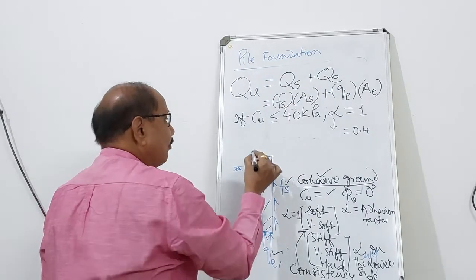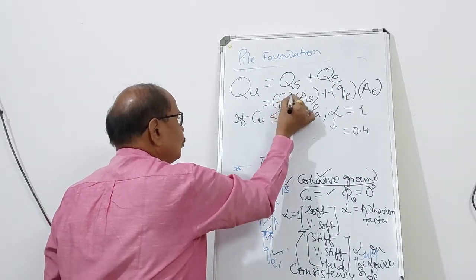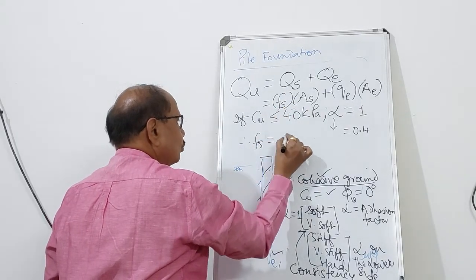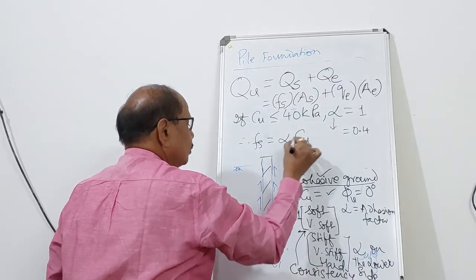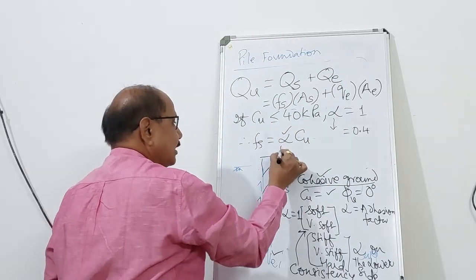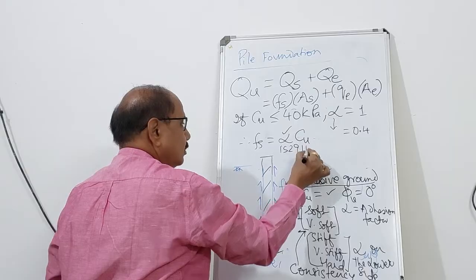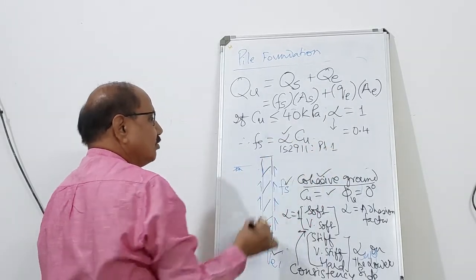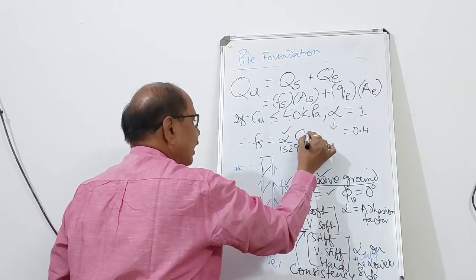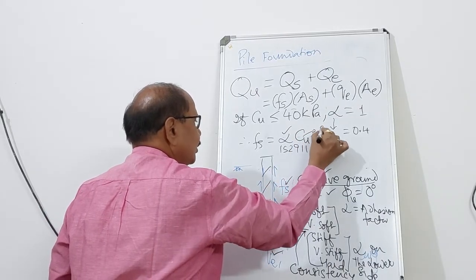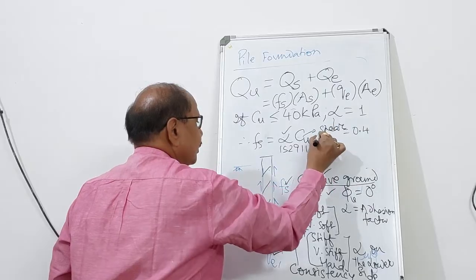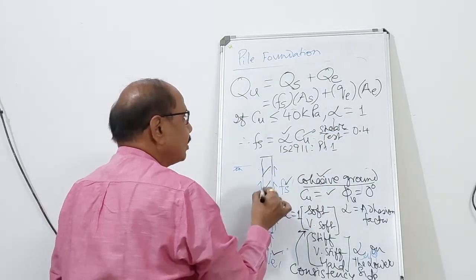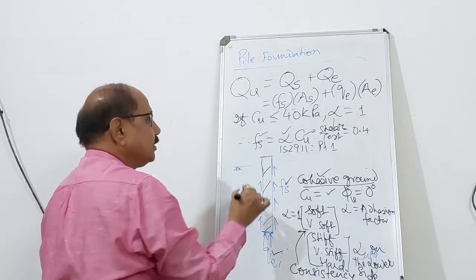So I want to find out the value of Fs. Therefore, Fs equal to alpha times Cu. Alpha you can get from IS 2911 part 1. This is the IS code that you can refer for the value of alpha. Cu you can find out from any shear test you perform in the lab. Bring the sample in the lab and perform the shear test. You can find out alpha and therefore Fs can be computed.